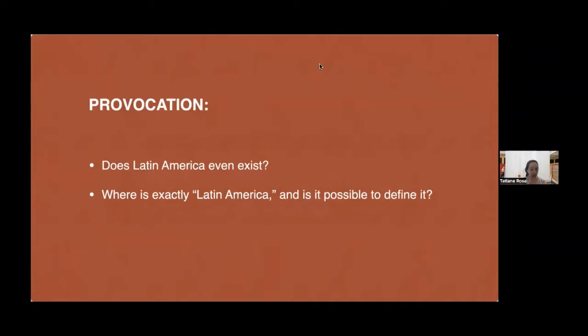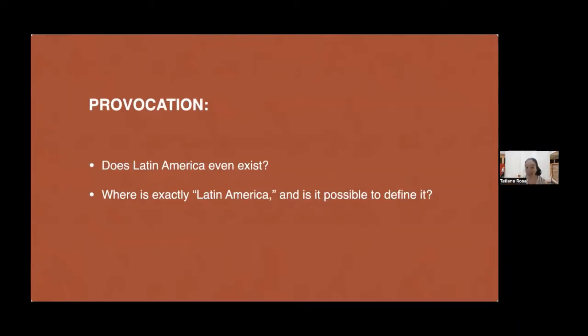So is it possible to define it? Is it possible to really consider that category as useful when we're talking about history and when we're talking about art? So I use an author whose name is Thomas Holloway, and Holloway argues that it's difficult to locate Latin America, right? Locate both geographically and historically.